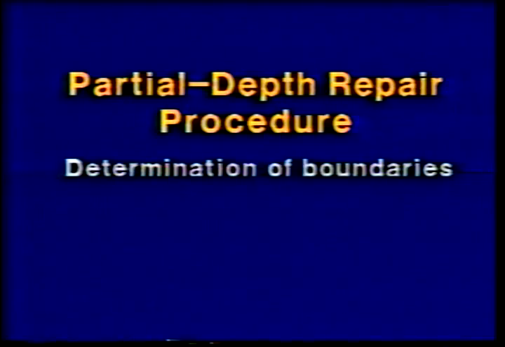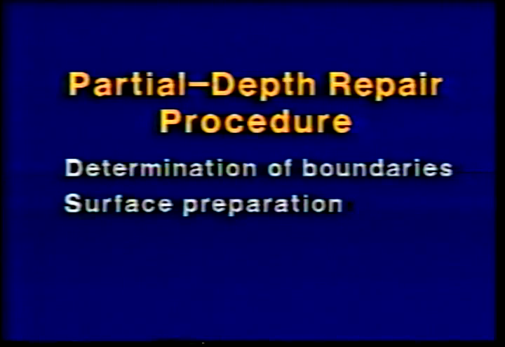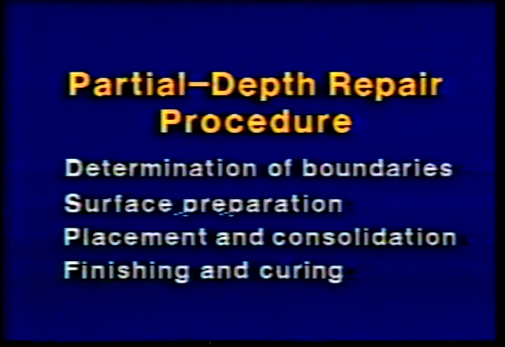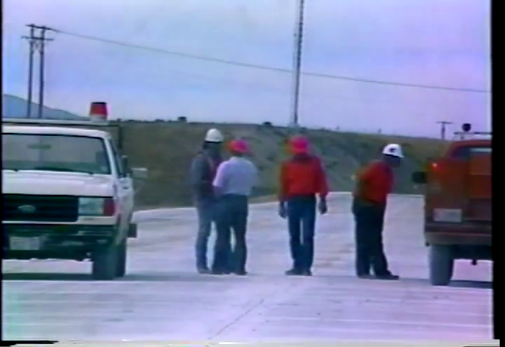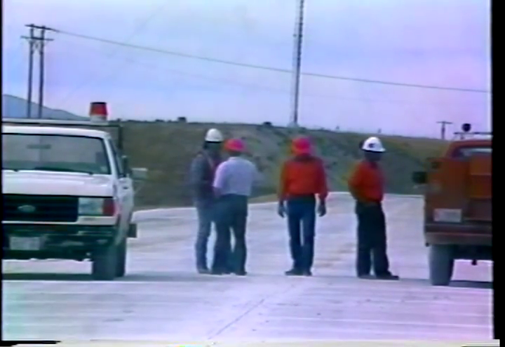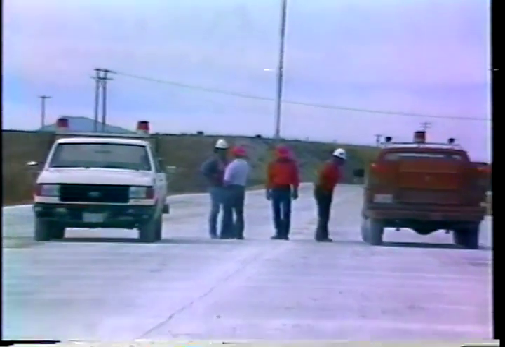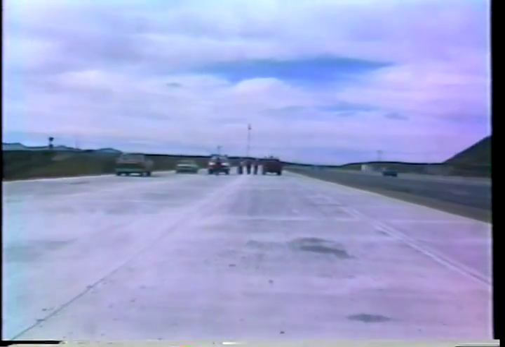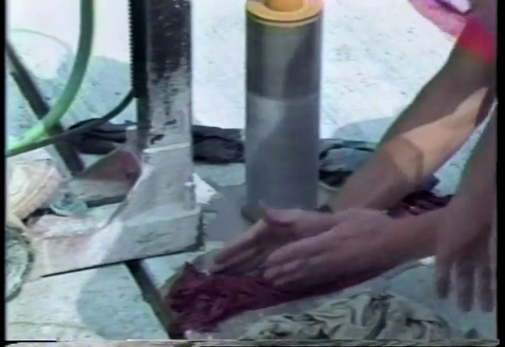Okay, now let's look at the procedure for making partial depth repairs. There are 4 basic steps: determination of the repair boundaries, surface preparation, placement and consolidation, and finishing and curing. We'll start, naturally, with determination of the boundaries. The preliminary boundaries should be established before work begins. They can be estimated from the results of a preliminary field survey. It is also advisable to obtain representative cores from the distressed areas to determine the depth of the distress.